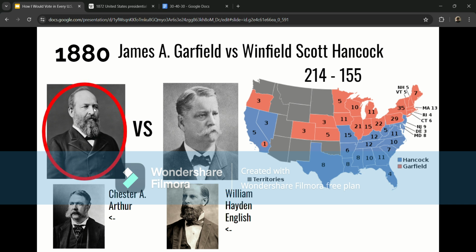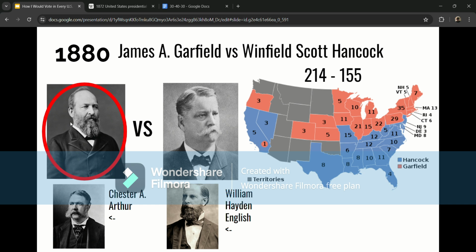I would have been against the Republicans for sure, but the fact that you guys nominated such a great candidate here, and Hancock is just sort of a nothing candidate, is just night and day. Garfield would win my vote here. Let's just say Arthur is his running mate. I do not like Arthur at all.